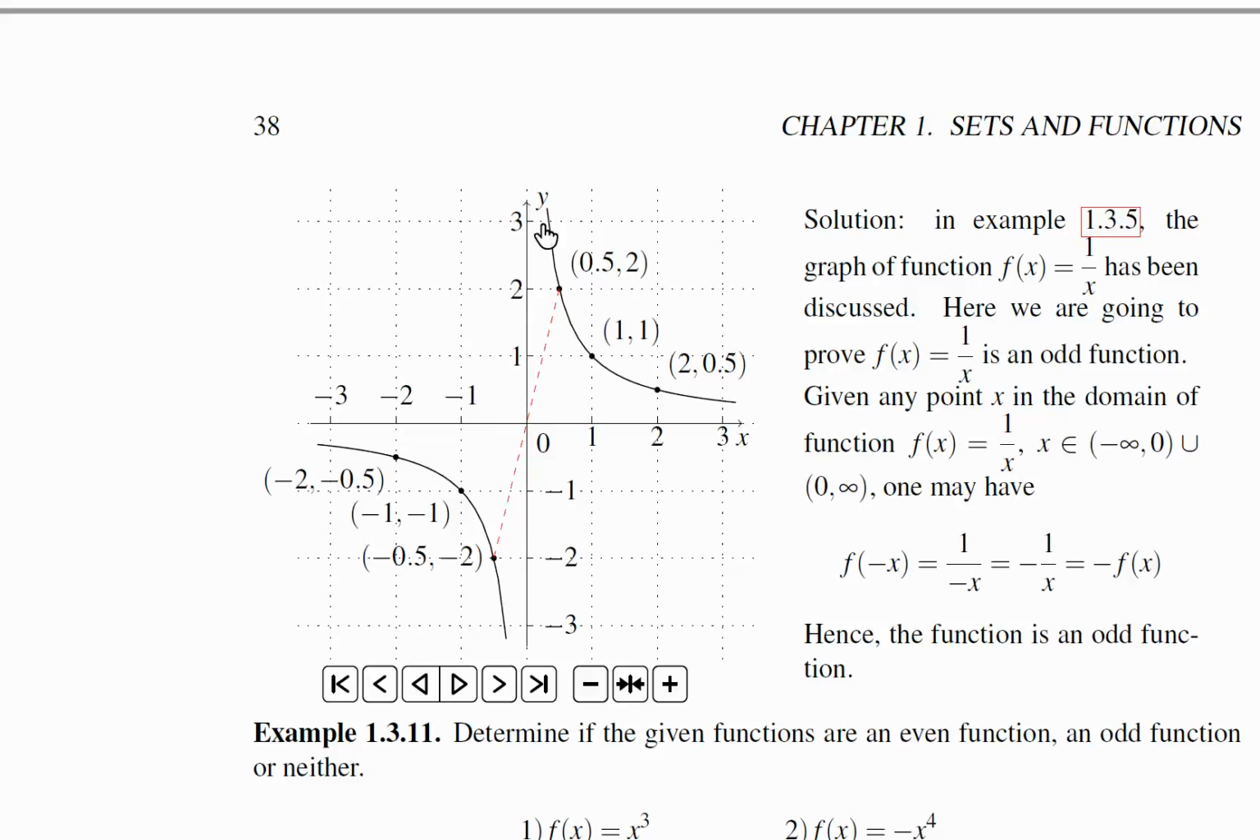So since every pair of the points has this property, when the graph rotates 180 degrees, the graph will coincide with the original graph. So readers may play that. You see, like that. So the graph of an odd function is symmetric with respect to the origin.